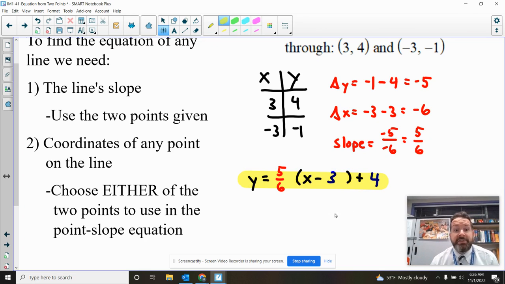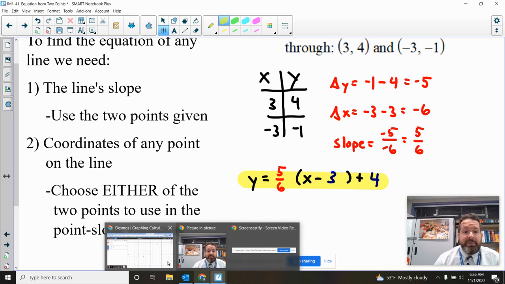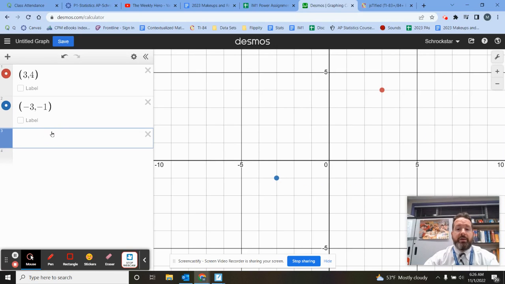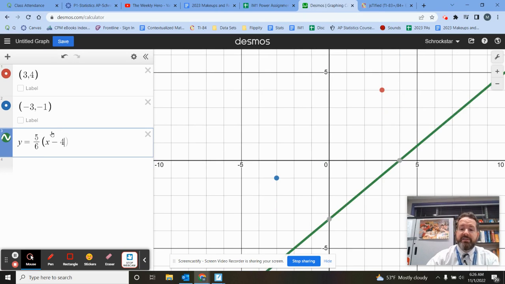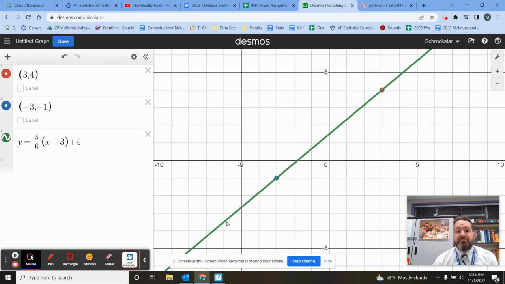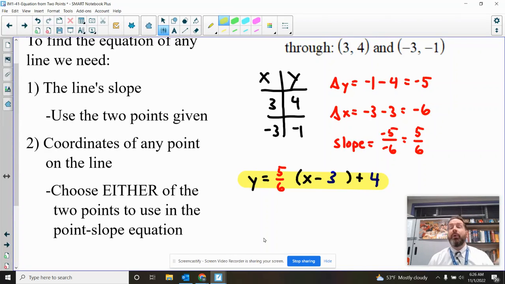To check it, to see if it's right, I'm going to pull up my grapher. So we think y equals 5/6 x minus 3 plus 4 goes through those 2 points. Sure enough, right there it is. Now this answer is perfectly good. However, there's another answer you could use based on this, because I said you could use either of the points. I just want you to see that they both give you the same line in the end.